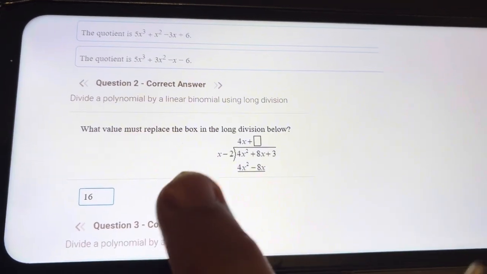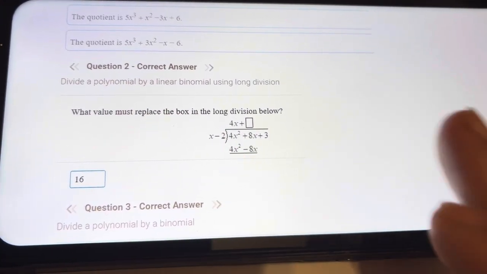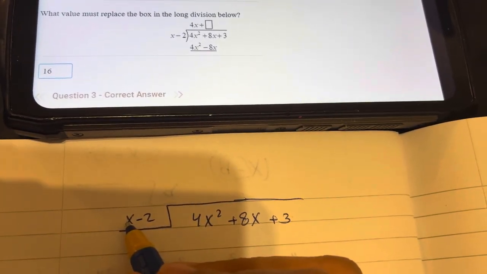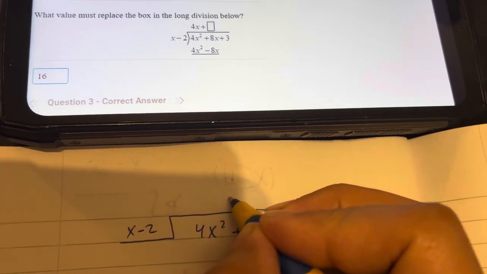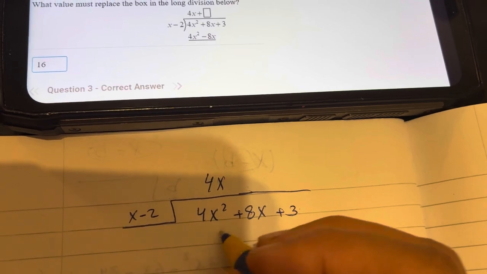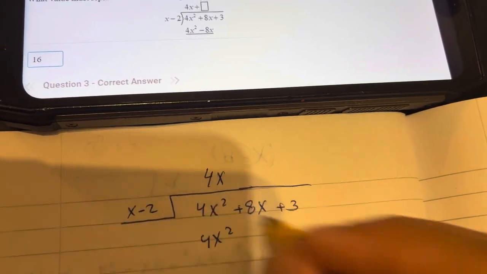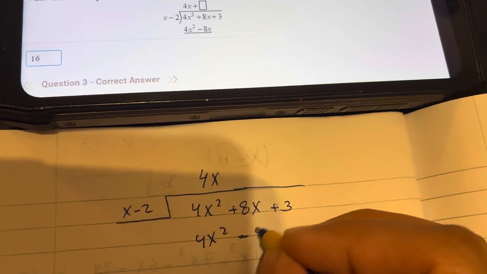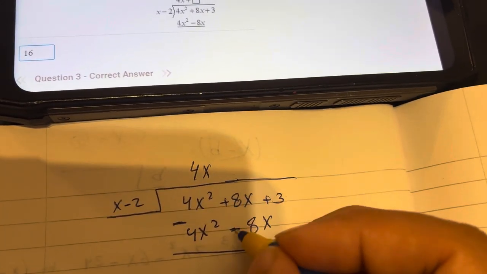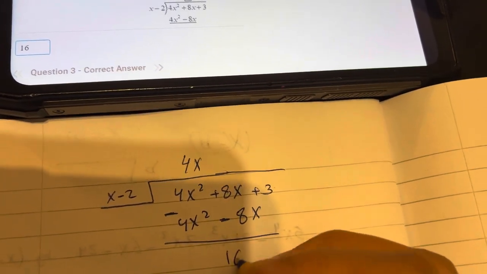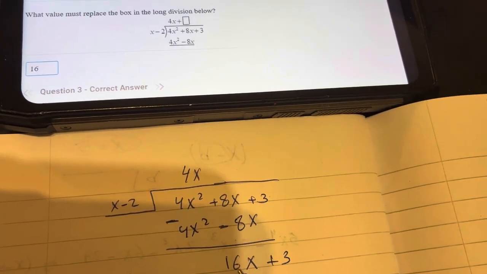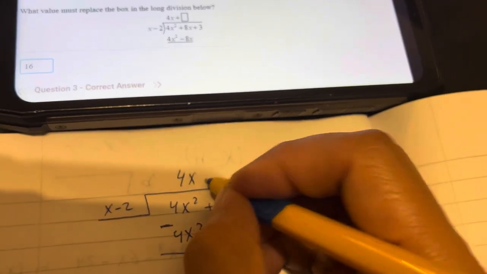Question 2, what value must be placed in this box? Here he's using the old method, which is taking the first term divided by the first term. So 4x squared divided by x is 4x. Then you multiply 4x times x is 4x squared. 4x times minus 2 is minus 8x. And this minus this, 8 minus 8, so it will be plus. So you have here 16x. And then you will put plus 3 down. Then 16x divided by x will be plus 16.